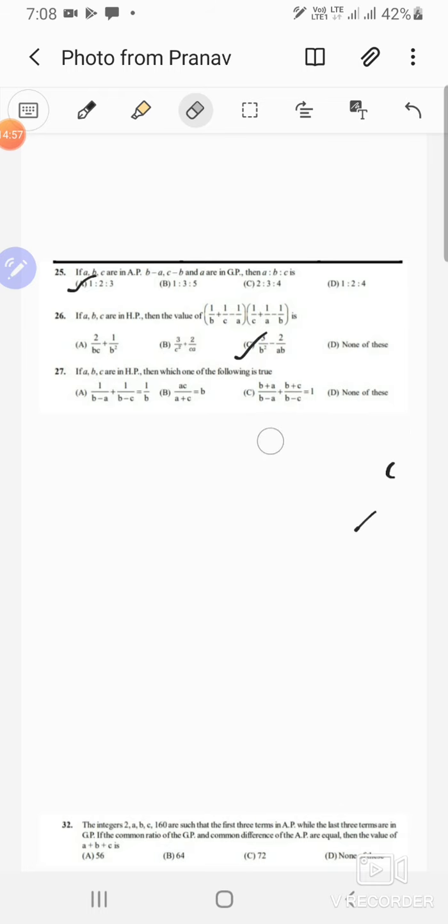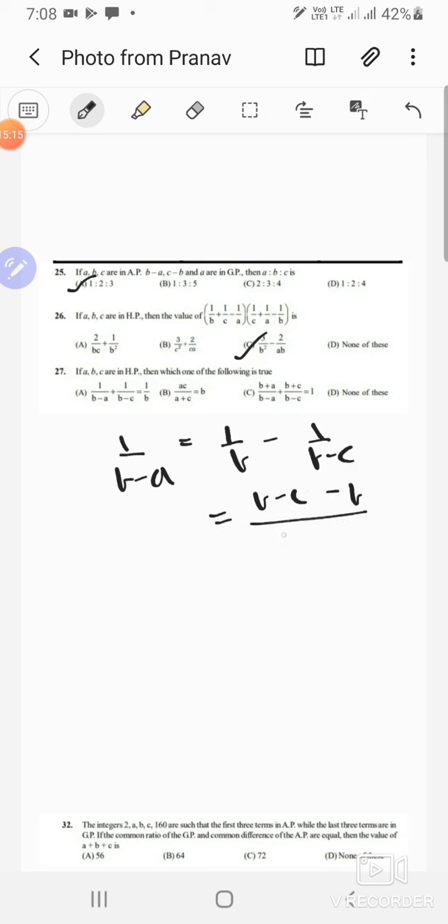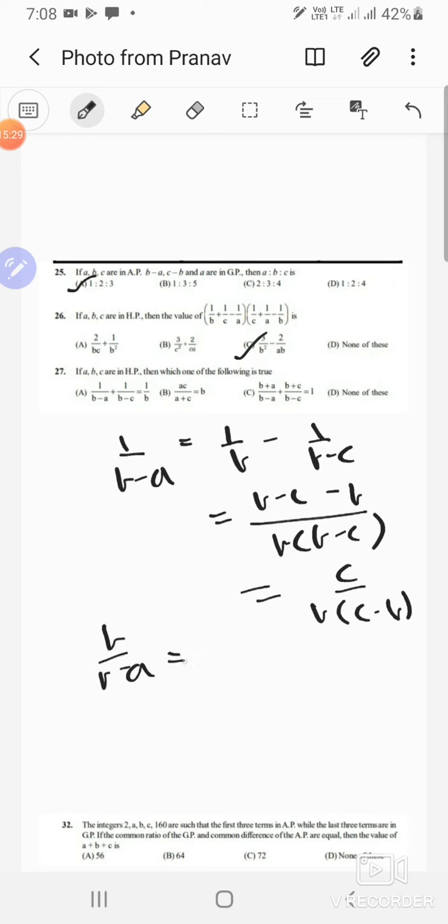This is obviously not correct, so let's go to this option then. This should be correct, or otherwise you will have to choose none of these. So 1 upon b minus a is equal to 1 upon b minus 1 upon b minus c. That is going to be b minus c minus b upon b into b minus c. So b into b minus c. This is going to be minus c over there, so c upon b into c minus b. So that gives me b upon b minus a is equal to c upon c minus b. Fine.